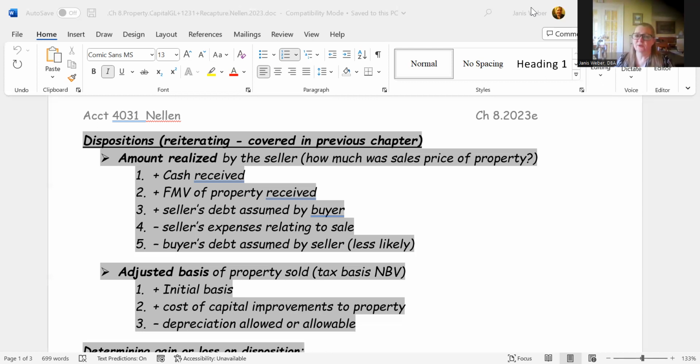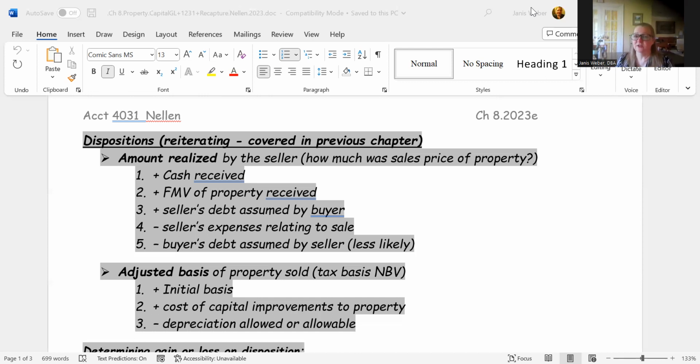So what you have to do is take the cash received and add that to the fair market value of the property that was received. And then you add to that any amount of the seller's debt that was assumed by the buyer. In other words, if you sold a property that was subject to a mortgage and you transfer the mortgage as well as the property, then that buyer is actually paying you the amount that was due on the mortgage because you were responsible for it. They're relieving your obligation from it. So that means they paid you for that mortgage.